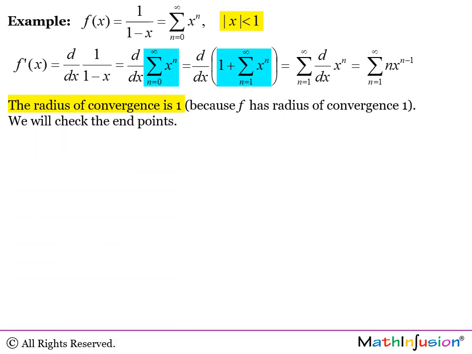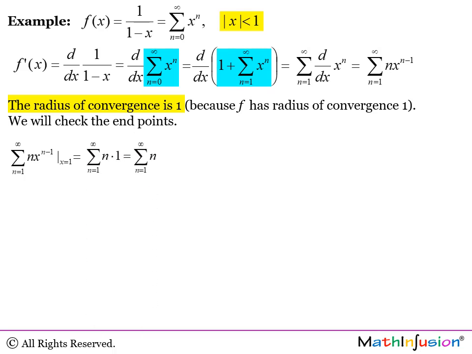The radius of convergence is 1 because the original function f had radius of convergence 1. We will have to check the endpoints. Checking x equals 1 is a little bit of a waste of time. If we look at the function f of x, it's pretty obvious that x equals 1 is not in the domain of f of x.